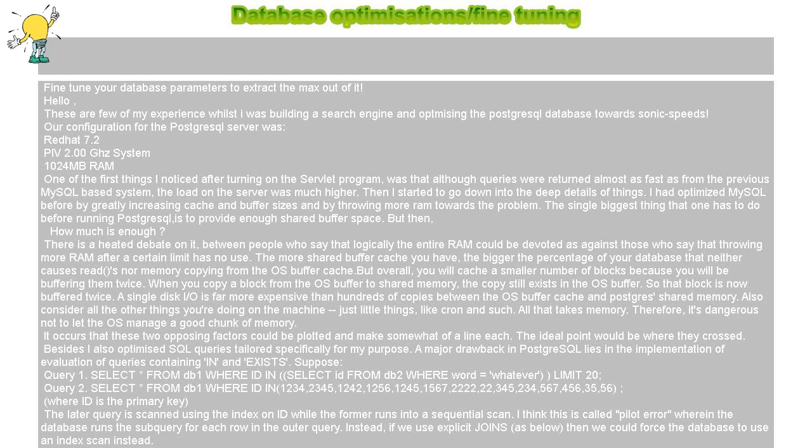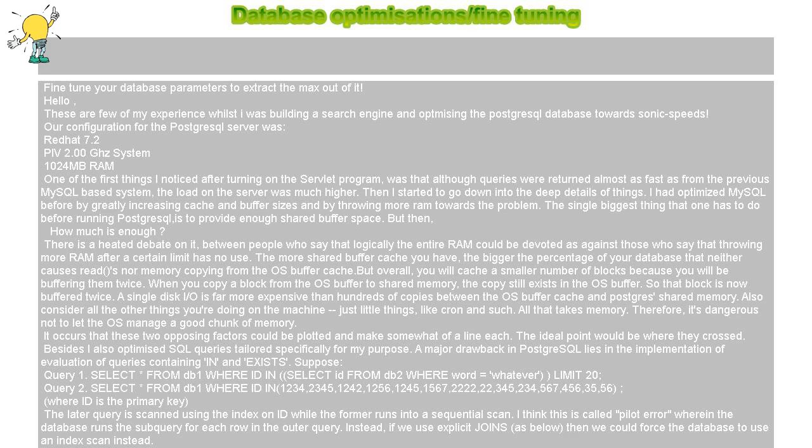The latter query is scanned using the index on ID while the former runs into a sequential scan. I think this is called pilot error, wherein the database runs the subquery for each row in the outer query. Instead, if we use explicit joins, as below, then we could force the database to use an index scan instead.